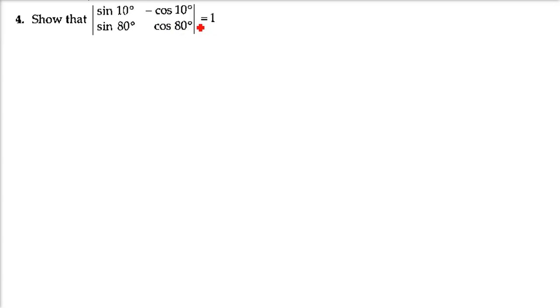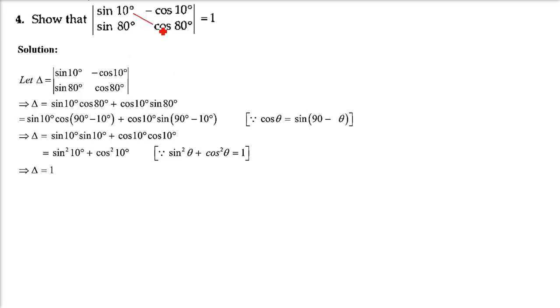Now show that this is equal to 1. Okay. So what we'll do is we'll again apply that relationship, that is cos theta is sin 90 minus theta, cos 90 minus theta is sin theta, and sin square theta plus cos square theta equals 1. So we are cross multiplying: sin 10 into cos 80 minus sin 80 into cos 10. Because it is minus, we'll make minus minus as plus. Okay. Now you see here.